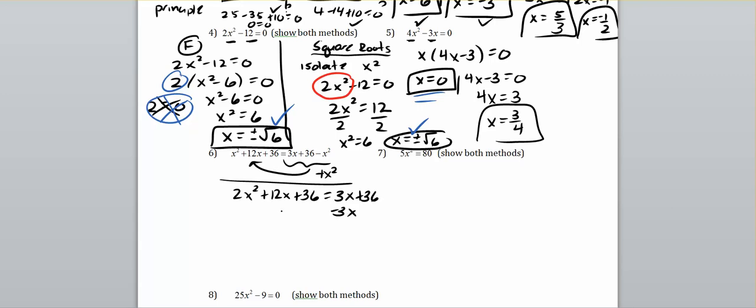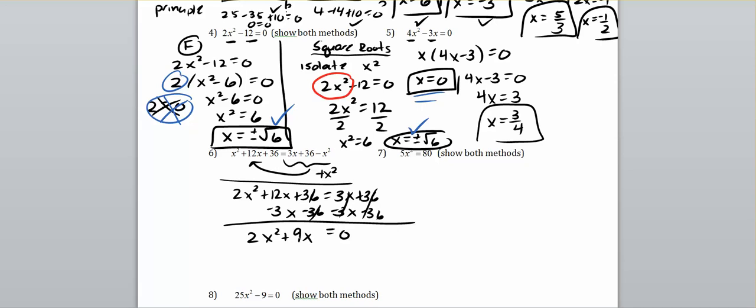If I subtract 3x and then I subtract 36, because I'm moving everything over to the left side, this goes away to give you equal 0. On this side, the 36 cancels, so that's nice. I'm left with 2x squared plus 9x. Now, right away, I want you guys to recognize I cannot solve this by square roots because I have an x term. Okay?